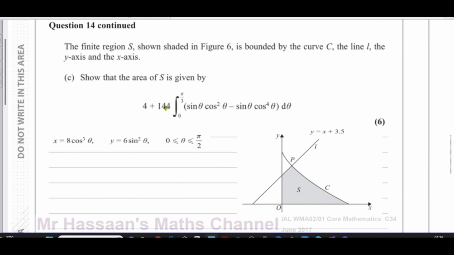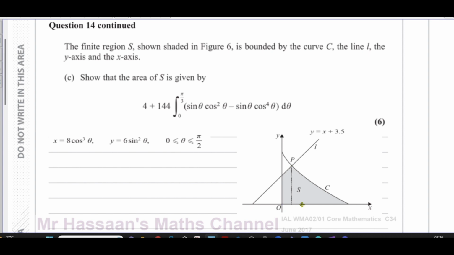So 4 plus 144 times the integral of all of this with respect to theta between 0 and pi over 3. Okay, so that looks a bit daunting there, but we're going to try and tackle it. Now, I'm guessing that the 4 must be the area of the section which is like this trapezium area. So I'm going to split this into two sections.